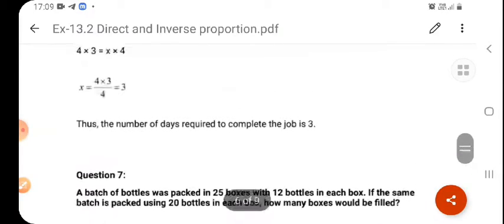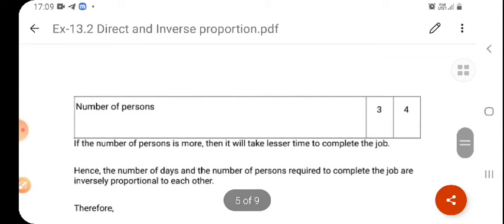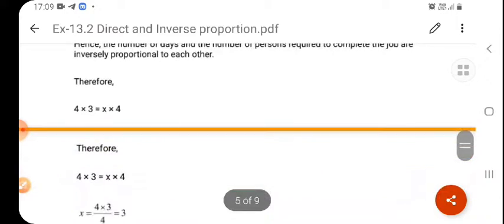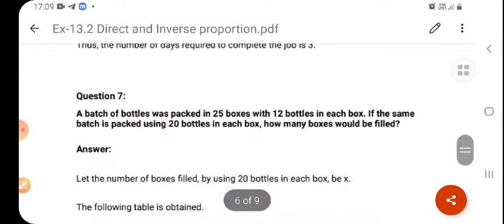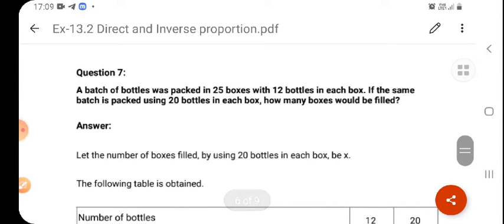Here, the more the number of persons, the lesser the time to complete the job. Inverse relation is used, the product form is used, and we calculate the value of x.